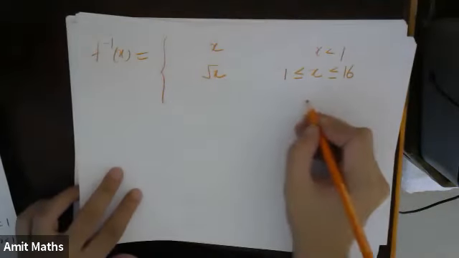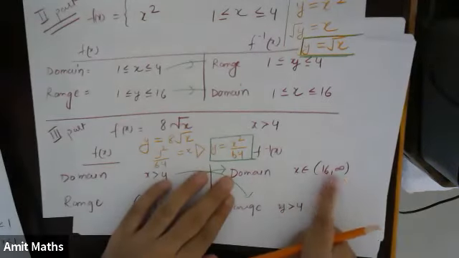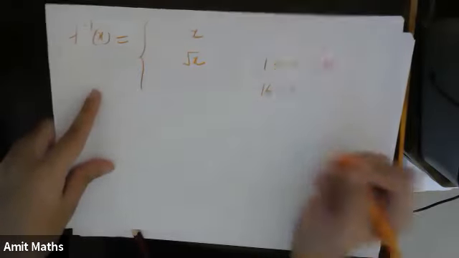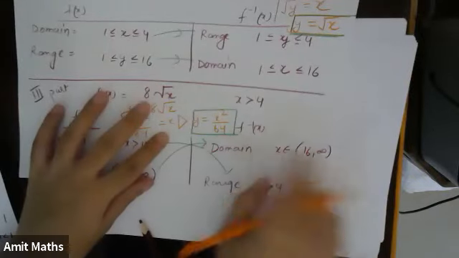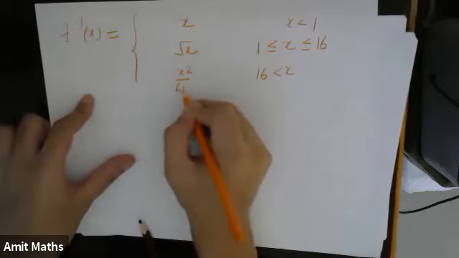Third part is when the domain is x greater than 16, 16 to infinity. What is the function? The function is x square by 64. Understood?